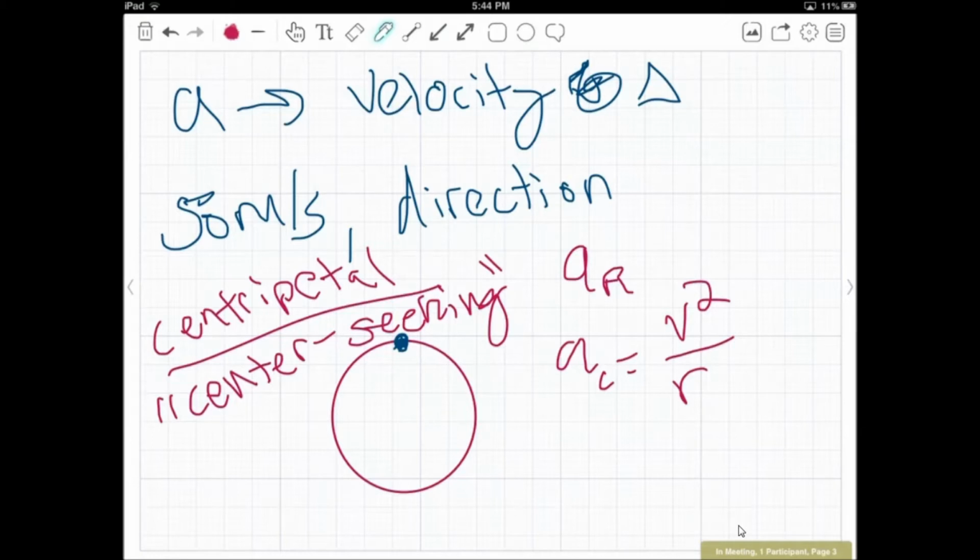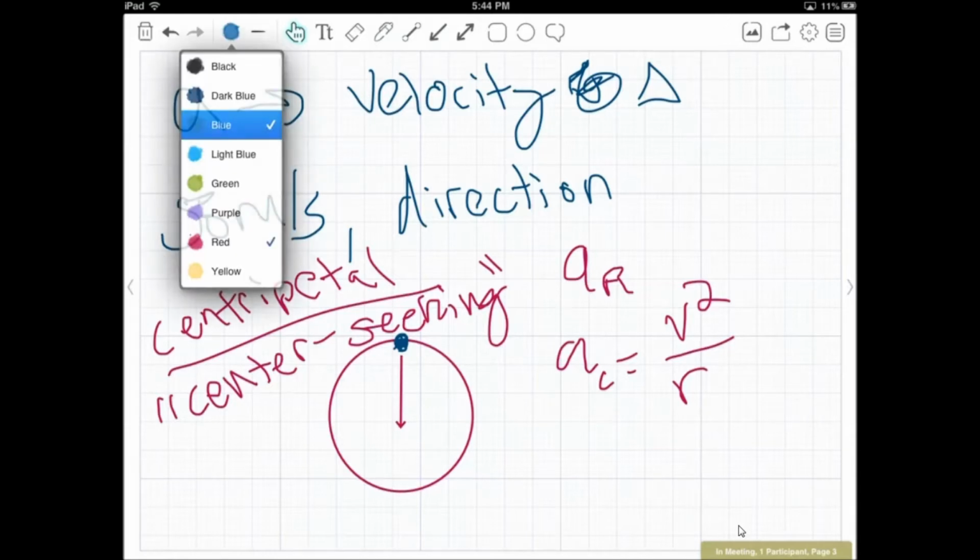If you think about this conceptually, it should make sense. Acceleration and forces are very closely related. So if we're talking about the force needed to keep an object in the circle, pointing towards the center, the force has to point towards the center. We're talking about the force pulling the object into a circular motion.